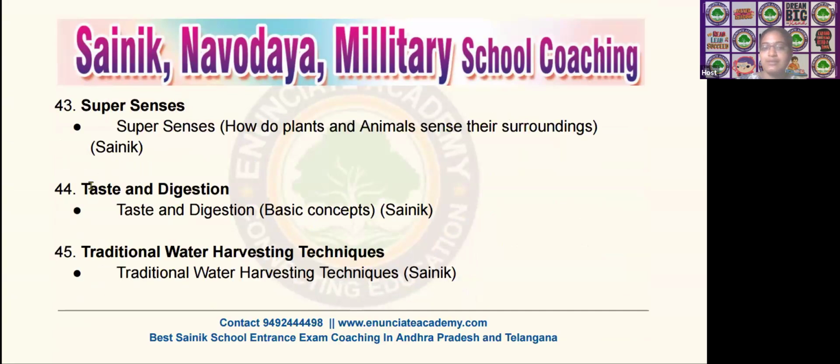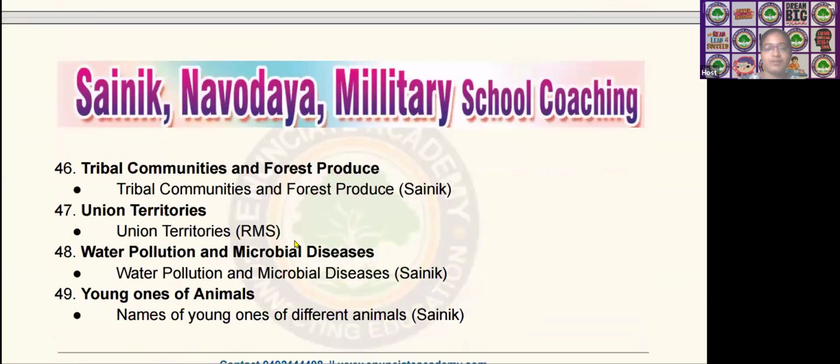And then we come to the next concept, taste and digestion. Taste and digestion, basic concept, it is for Sainik. Okay, and then traditional water harvesting techniques, it is for Sainik only. And tribal communities and forest producers. What are the tribal communities? How many tribal communities are in India? Where are they located? What are their livelihoods? Okay, and what type of forest produce do they collect? Okay, questions like these are asked from this concept. It is only for Sainik.